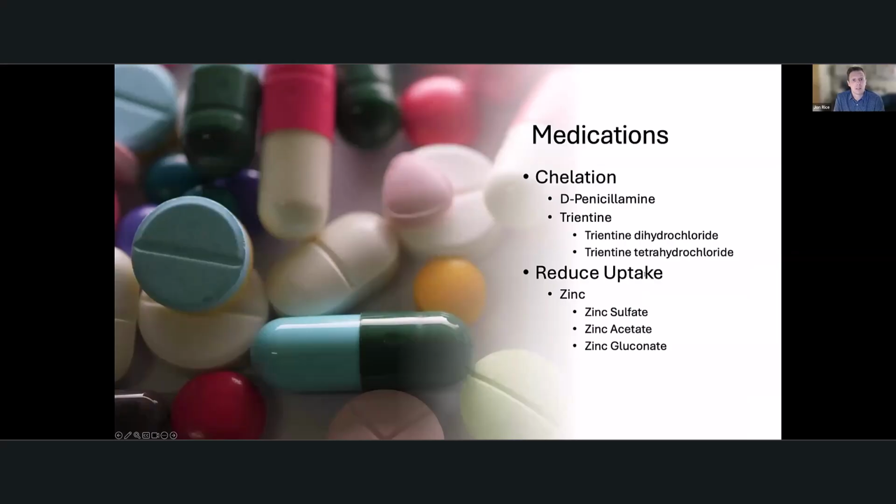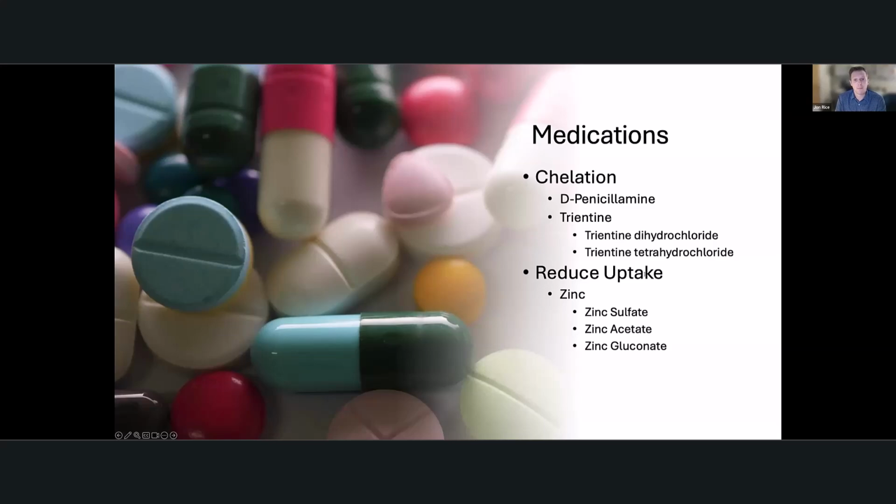The main classes that we'll use are chelation, as well as reducing uptake with zinc. Chelation, the medications that are FDA approved in the United States are D-penicillamine as well as trientine. I'll go through each of them. Trientine comes in two formulations, the dihydrochloride and tetrahydrochloride. The tetrahydrochloride is as of now only approved for maintenance once they are decoppered. However, there is an upcoming clinical trial, which will be a site for using this as a decoppering agent. So more to come on that as we get our clinical trial rolled out.